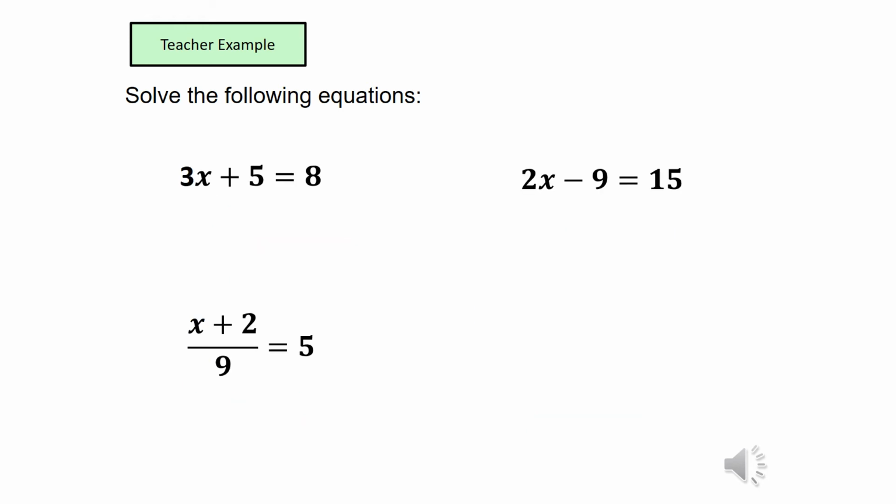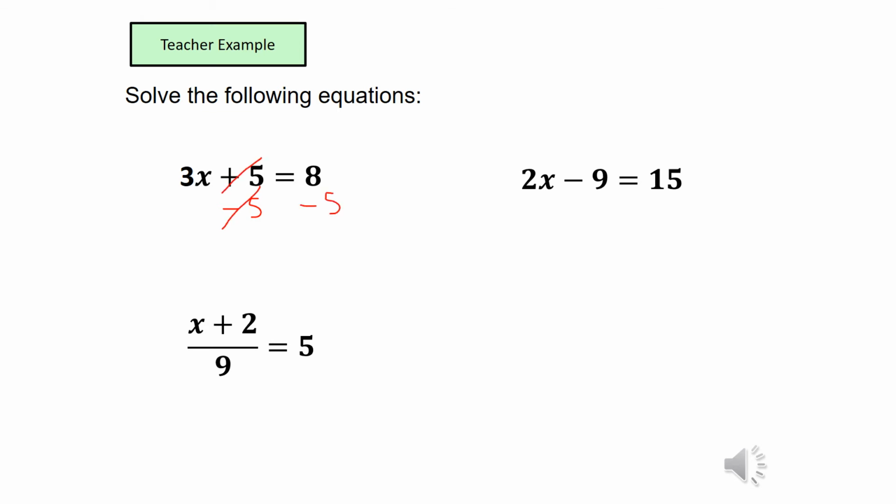Okay, solve the following equations. This is similar to the previous lesson, so we use the balancing method. We want to get rid of the plus 5. We have to do the inverse of plus 5, which is take away 5. Whatever we do on one side, we must do to the other side.